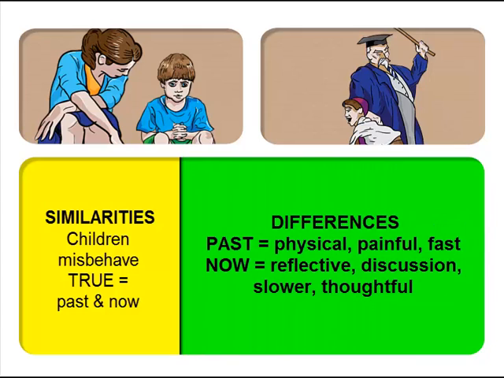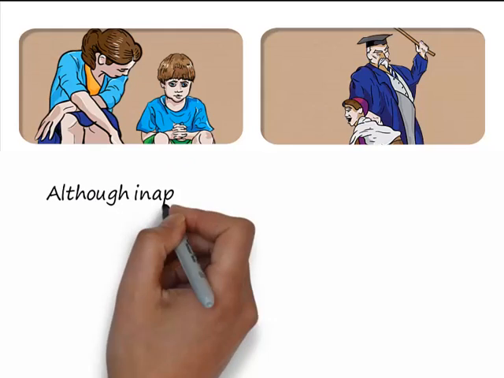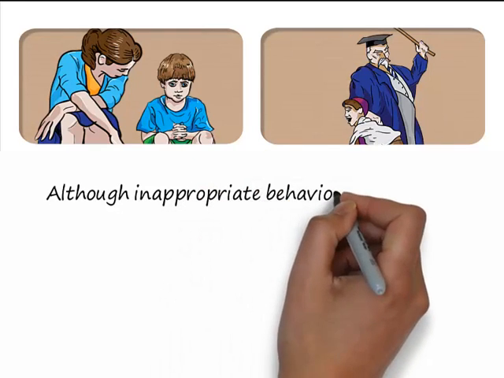In the past, it was a physical punishment, as we see in the picture here. It was painful, it was fast. Whereas nowadays, it's more reflective. The teacher discusses more, and it's done at a much slower and more thoughtful process. Let's see how this person writes about this idea, and note also how this paragraph now is structured nicely.